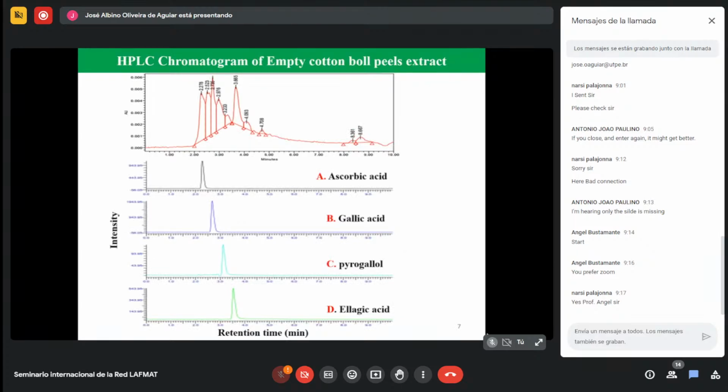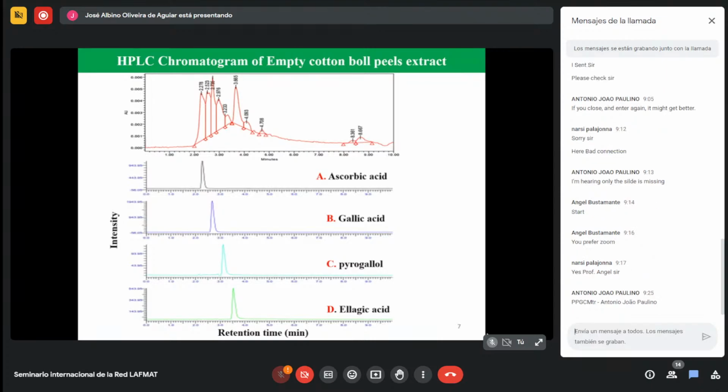Further, we confirmed the phytochemicals by HPLC, high performance liquid chromatography. This is the chromatogram. The chromatogram has 4 or 5 peaks, which match the standards ascorbic acid, gallic acid, pyrogallic acid and ellagic acid, which are the phytochemicals present in the plant extract. These are the functional groups responsible for the formation of the metal oxide nanomaterial.